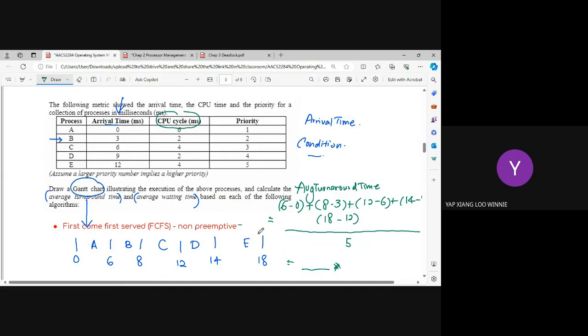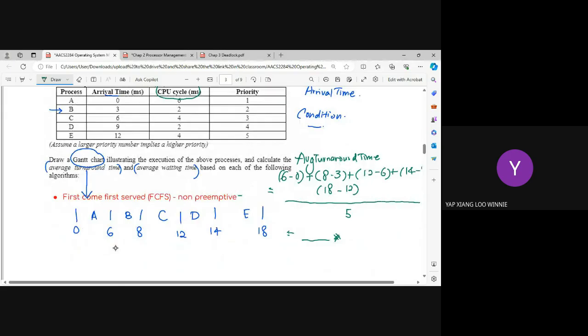So with that being said, let me just write the average waiting time down here. In order to calculate the average waiting time, it's a little bit similar to turnaround. It's just one more thing we have to minus, which is the CPU cycle. Now, start from process A again. Process A ended at 6 milliseconds, arrived at 0 milliseconds. This time we have to minus the CPU cycle, which is 6 milliseconds.